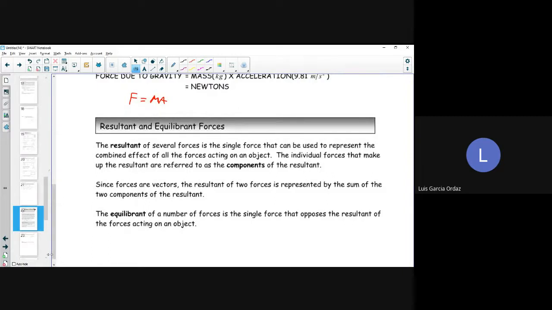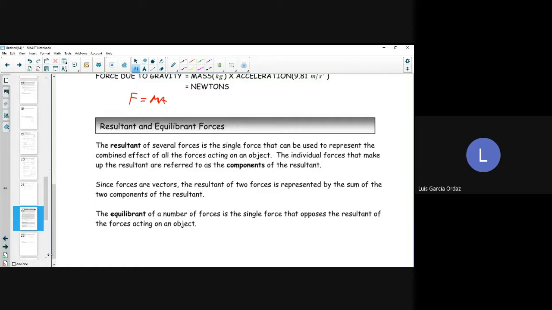So now we're going to talk about the resultant and equilibrium forces. The resultant of several forces is a single force that can be used to represent the combined effect of all forces acting on an object. The individual forces that make up the resultant are referred to as the components of the resultant. Single forces are vectors. The resultant of two forces is represented by the sum of the two components. So basically, it's back to vector A plus vector B is equal to the resultant vector.